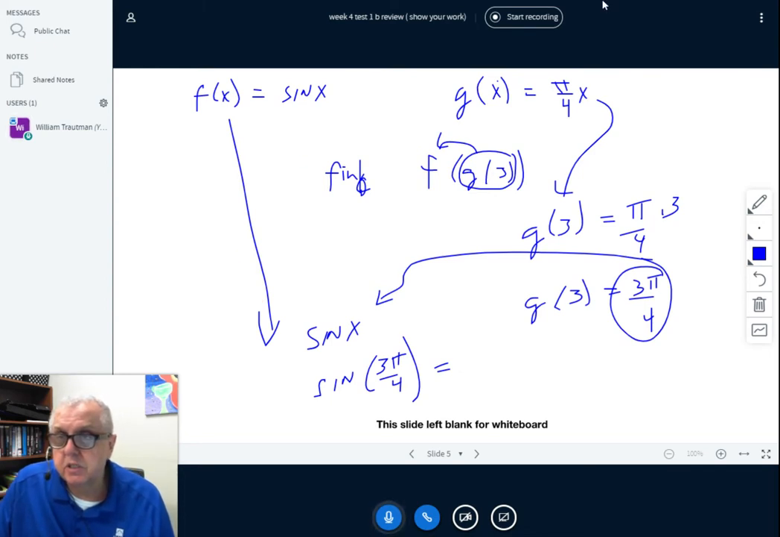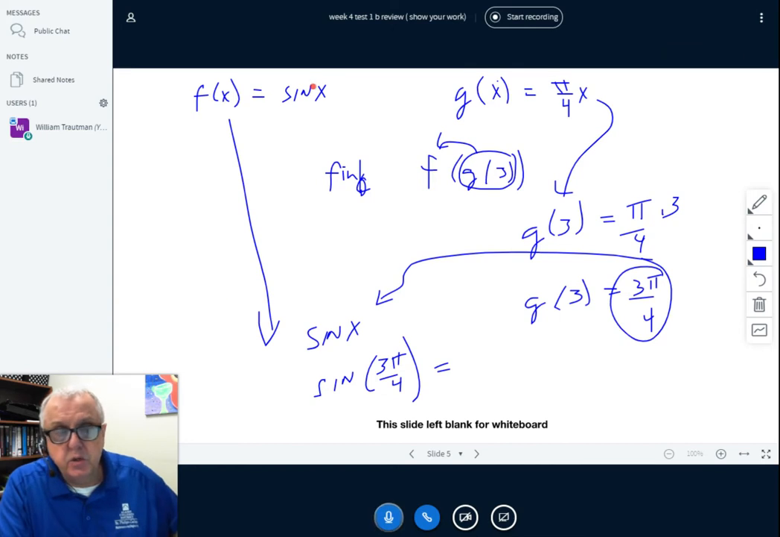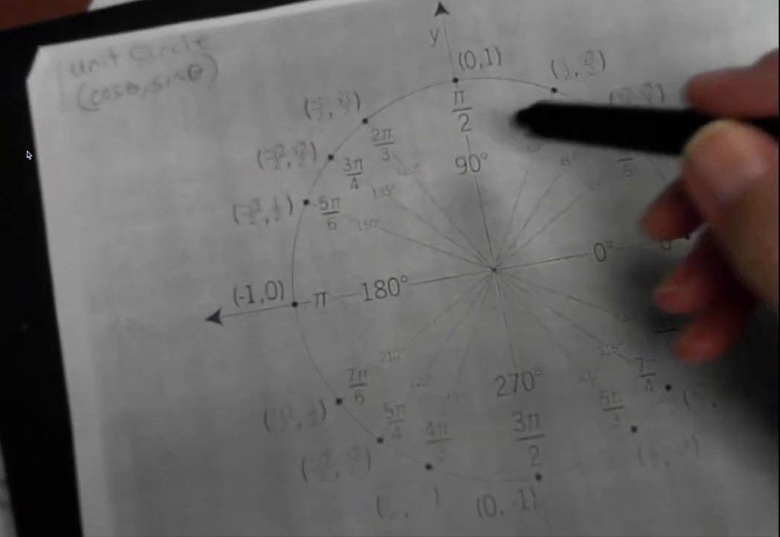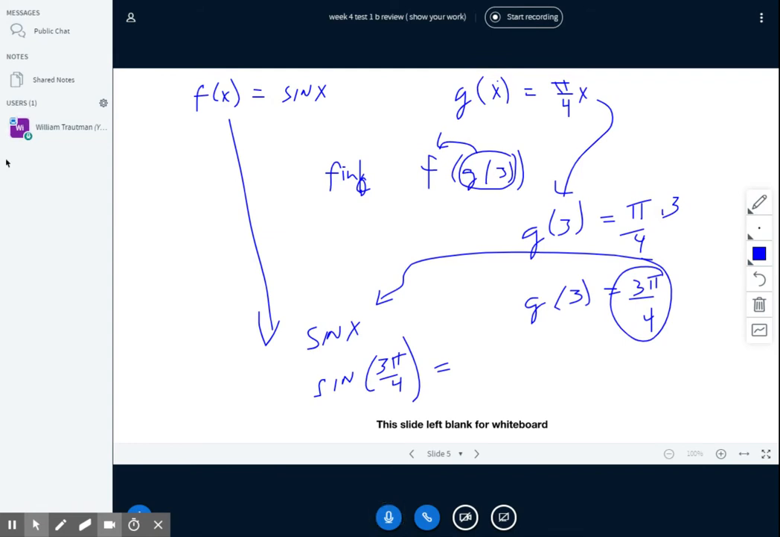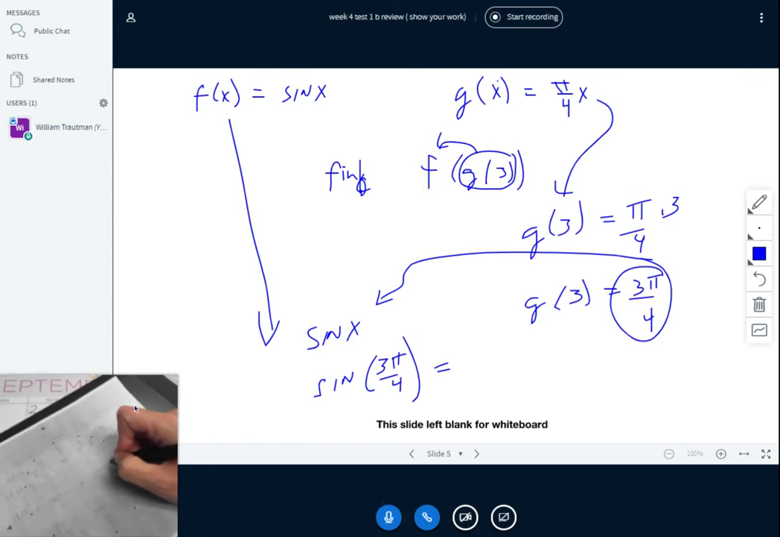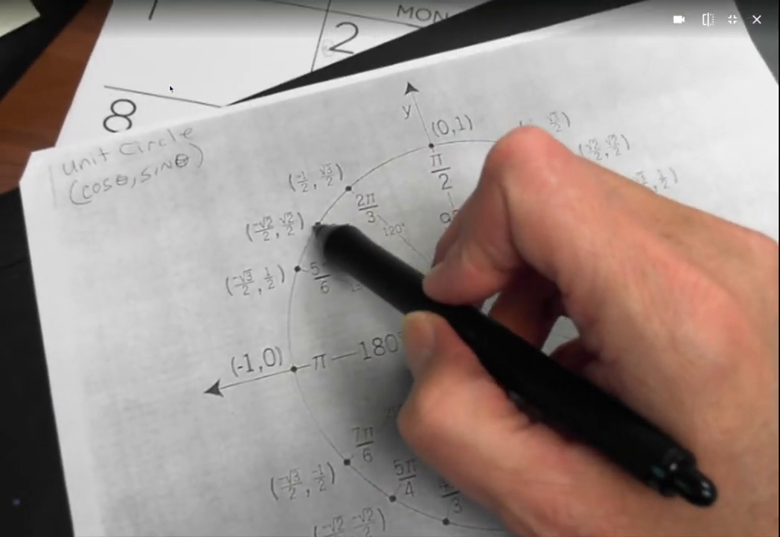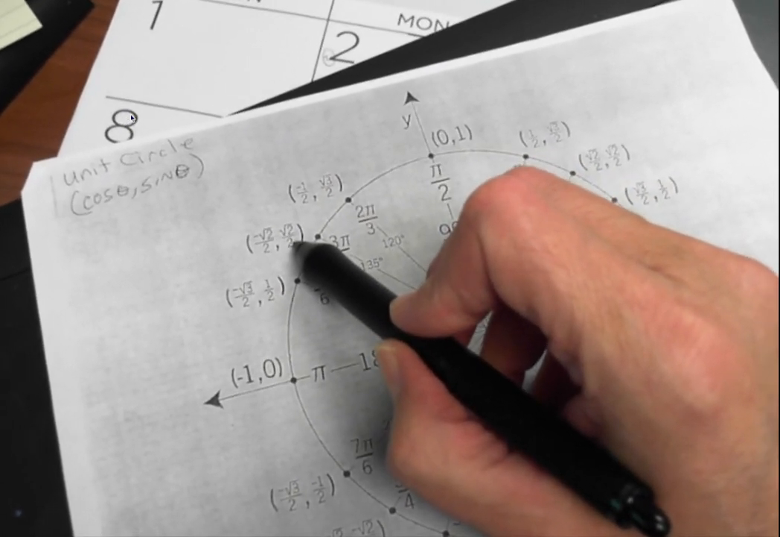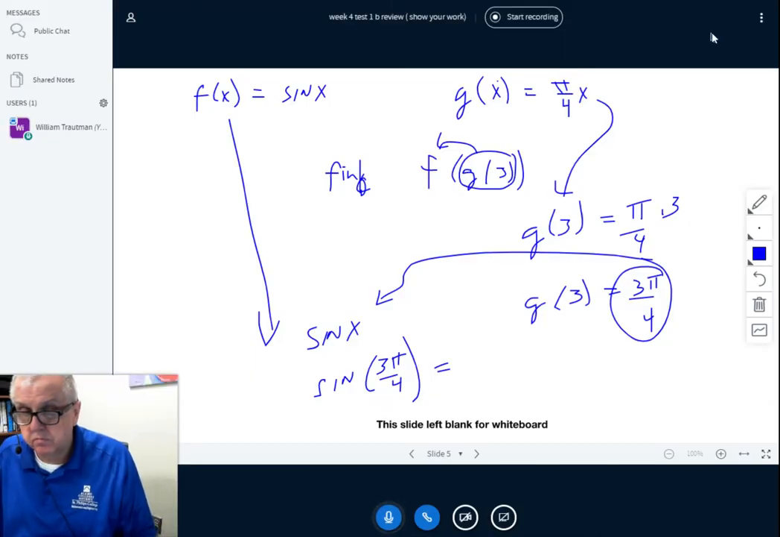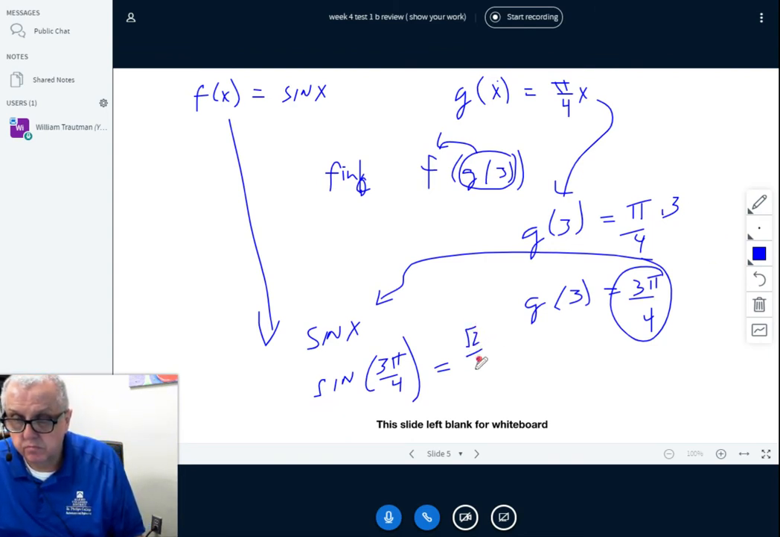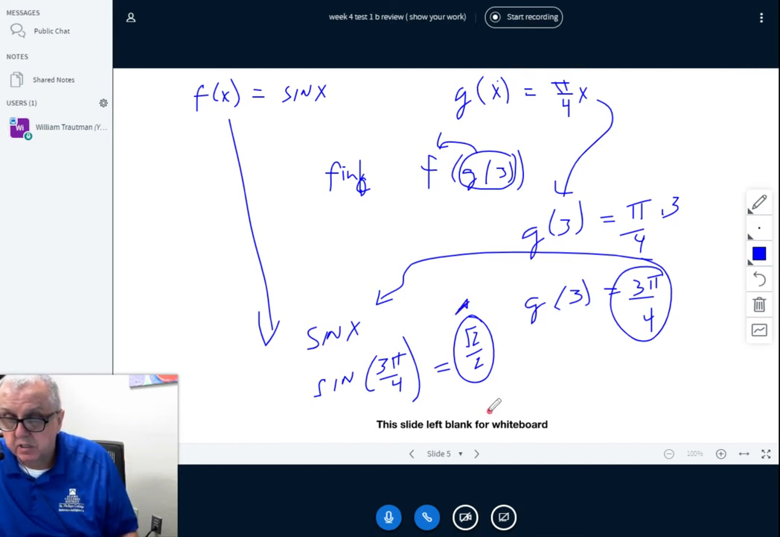And then on my unit circle, I want to go find the sine of 3 pi over 4. If I look at my unit circle, 3 pi over 4 right here, the sine is the y part of the circle. So the sine of 3 pi over 4 is the square root of 2 over 2. And that's my answer. That's the final answer.